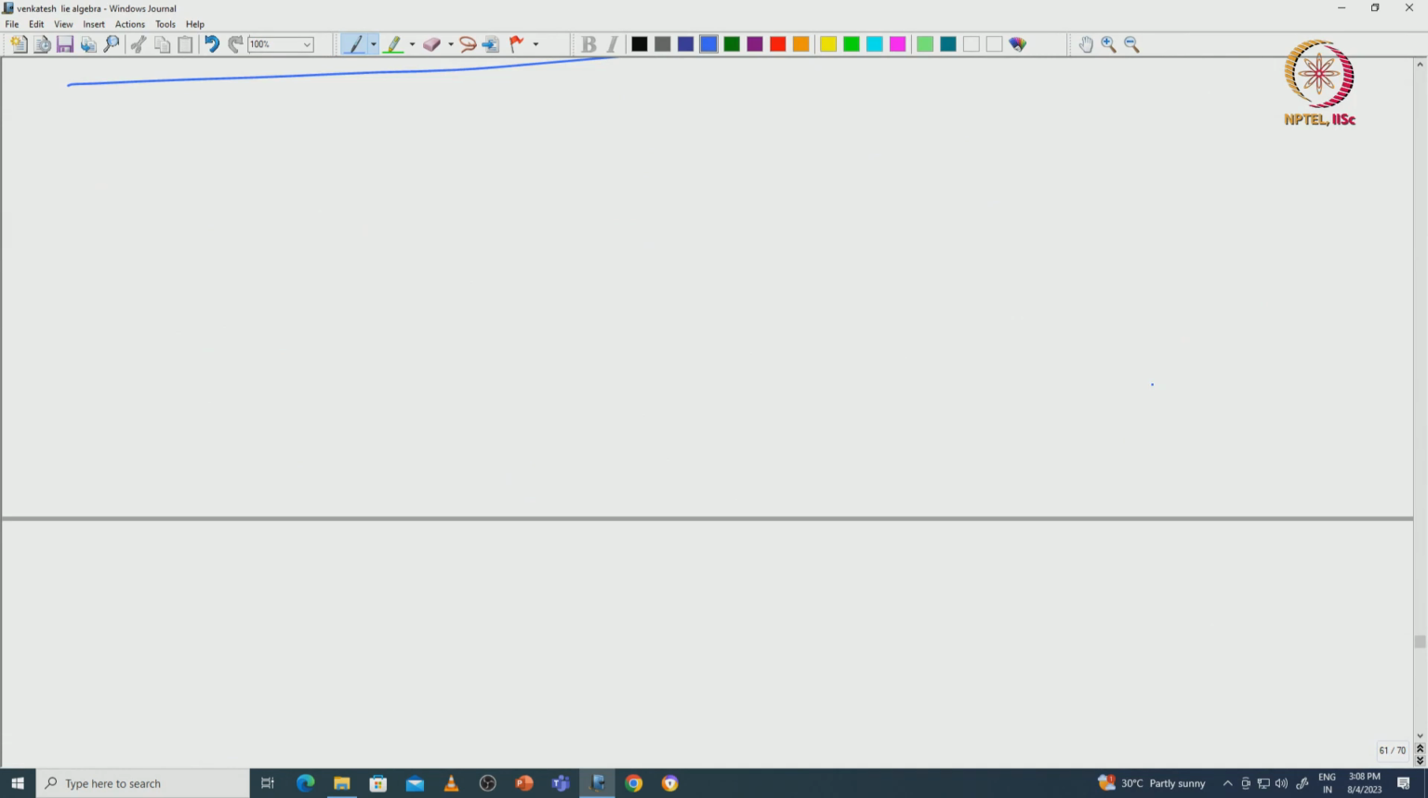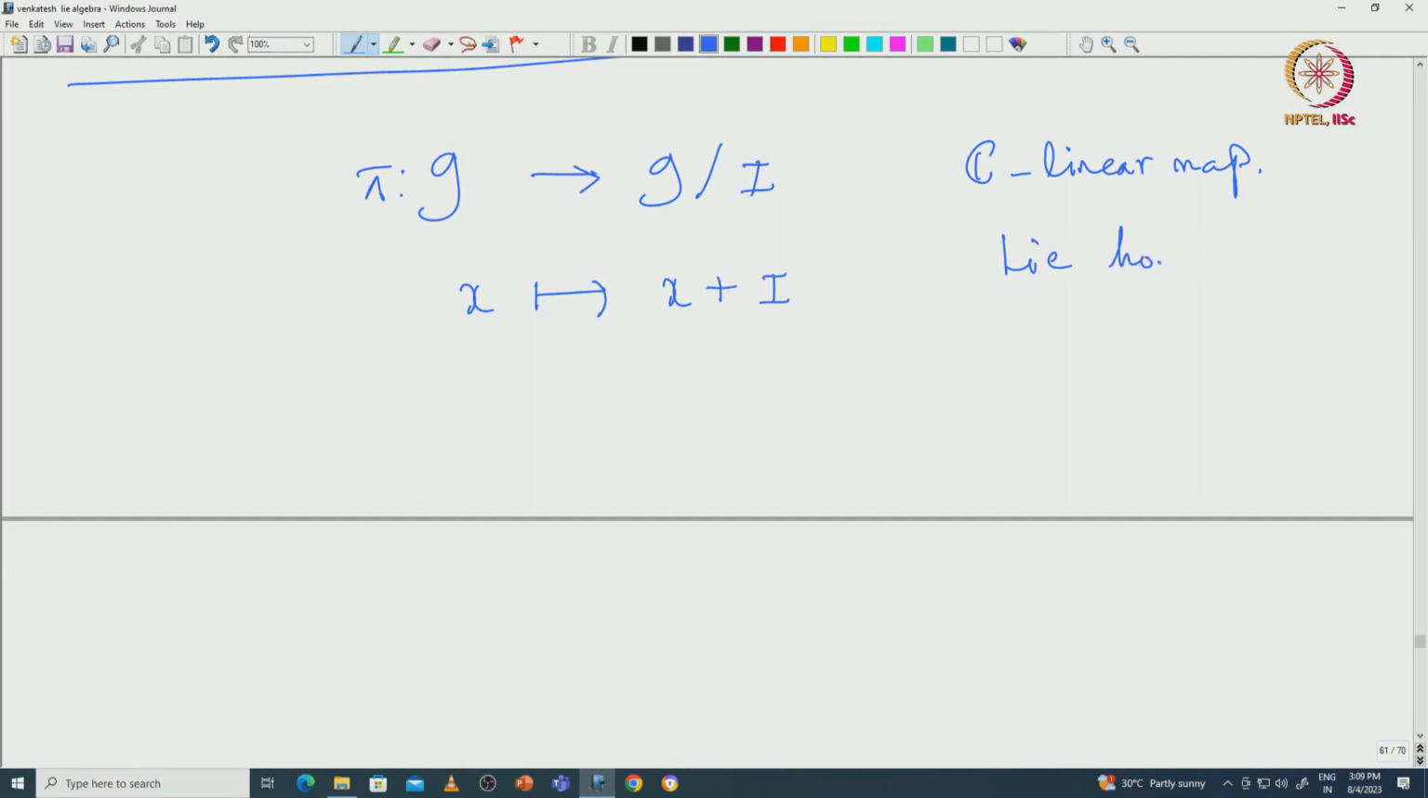There is a natural map from G to G modulo I, which is called the quotient map. Let me call it pi. This takes x to x plus I. This is a natural C-linear map from G to G modulo I. It is easy to check that it is C-linear, because G modulo I is a quotient space. This is indeed also a Lie homomorphism, which one can check, because it is obvious from the bracket.